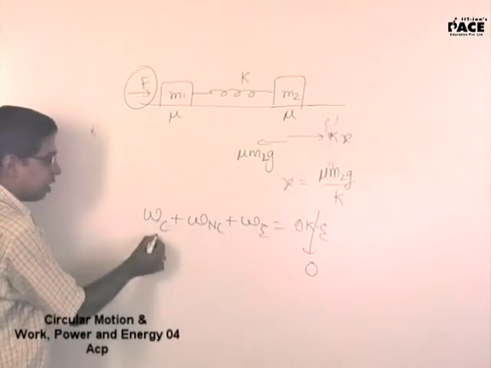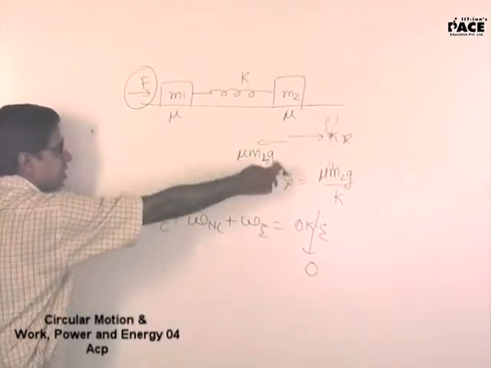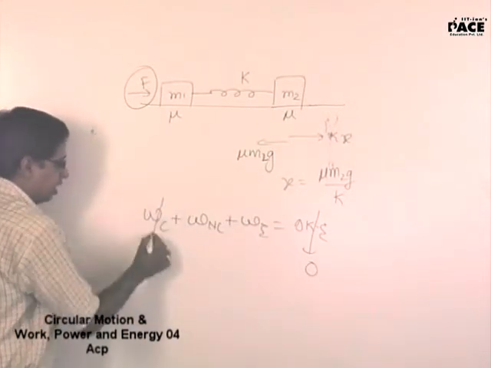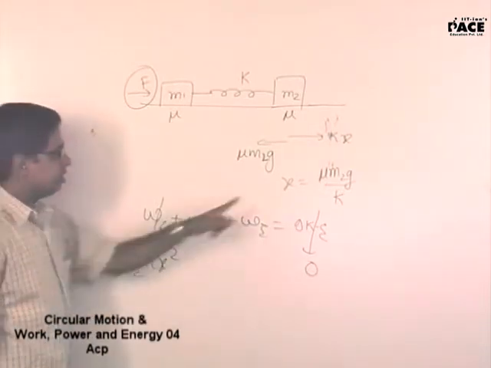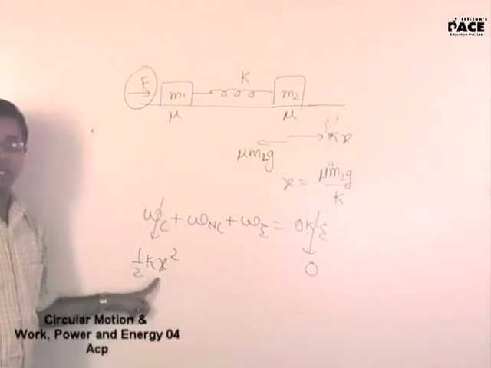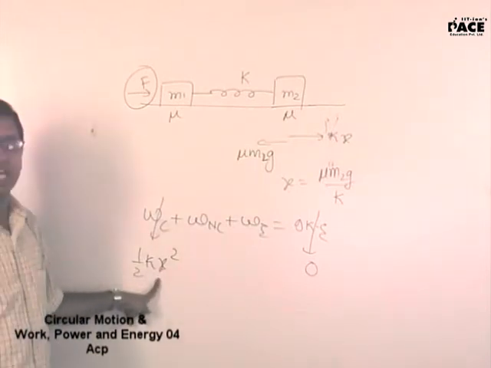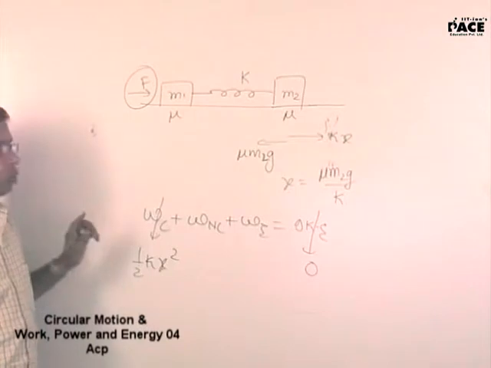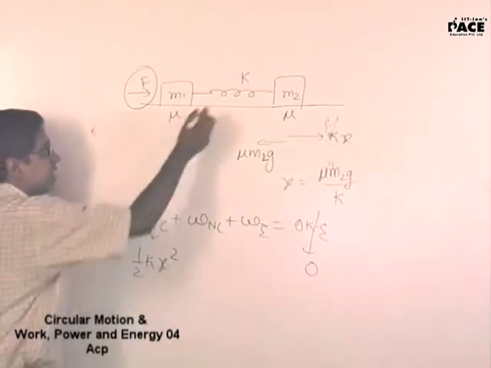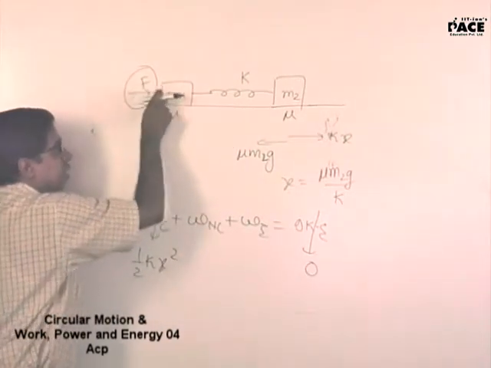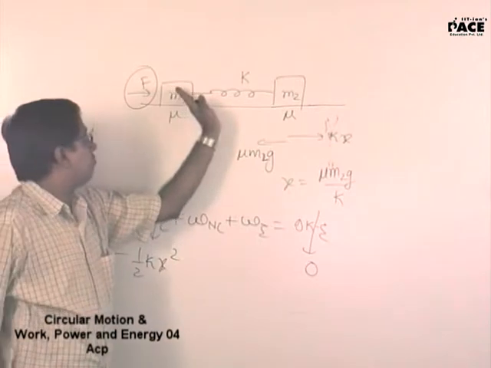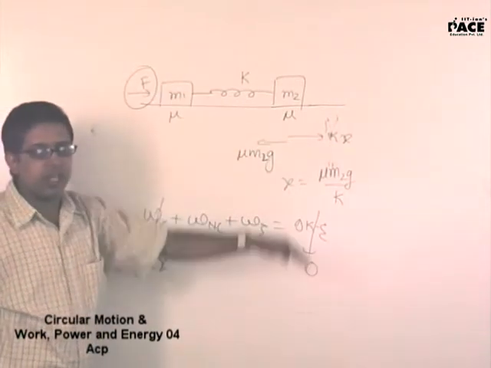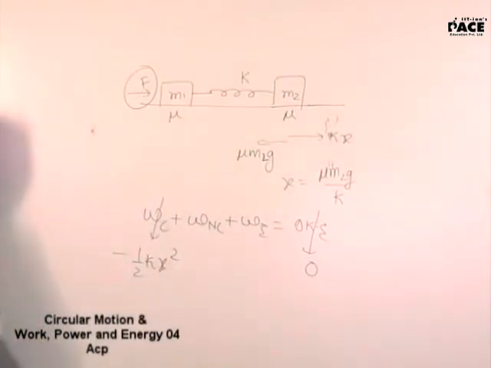And what will be work done by conservative? Once I have compressed the spring by this x, 100% it will be half kx square. This compression cannot be avoided. I must be doing work against it. Will it be plus or minus? Work done by conservative: kx is in this direction, displacement is in the opposite direction. Put a negative sign. Kx on M1 will be in this direction, while displacement is in the opposite direction.